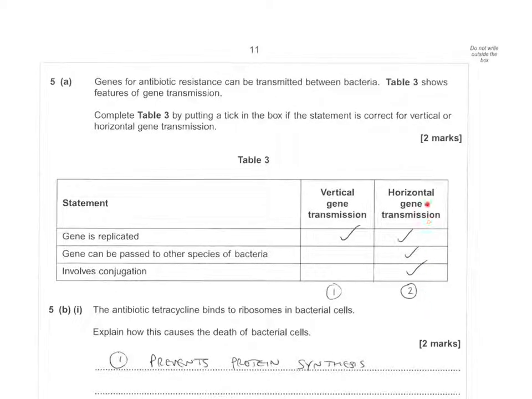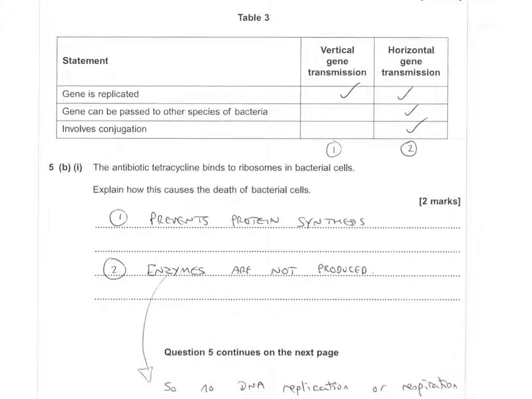This question had tricky bits and fairly easy bits. These bits should have been quite straightforward. The biggest error I found was with this box here. If you're going to pass on a gene, it's got to be replicated first, otherwise you'd be passing it on but you wouldn't be keeping it yourself. That's no advantage.